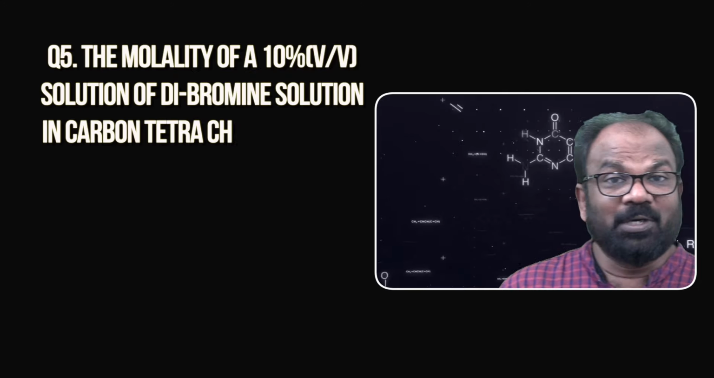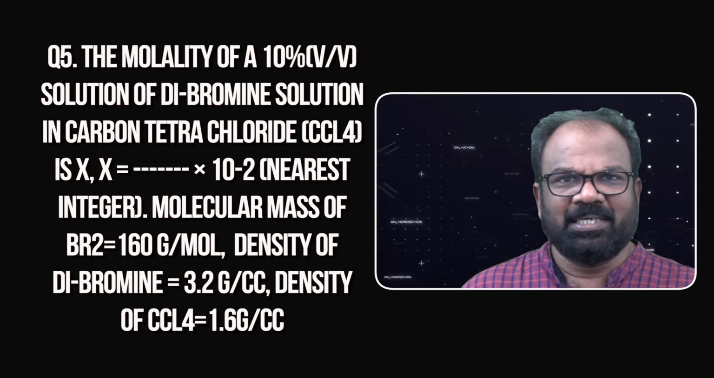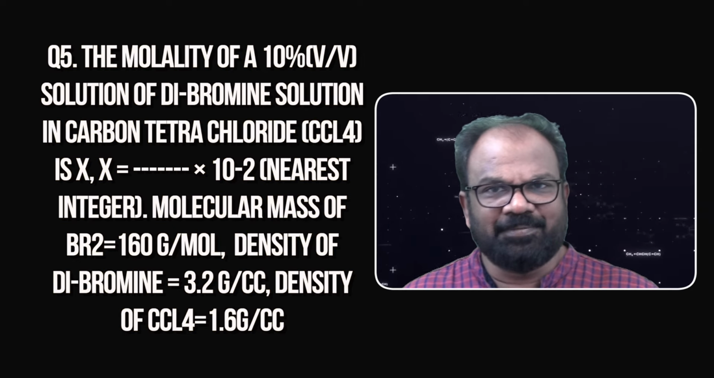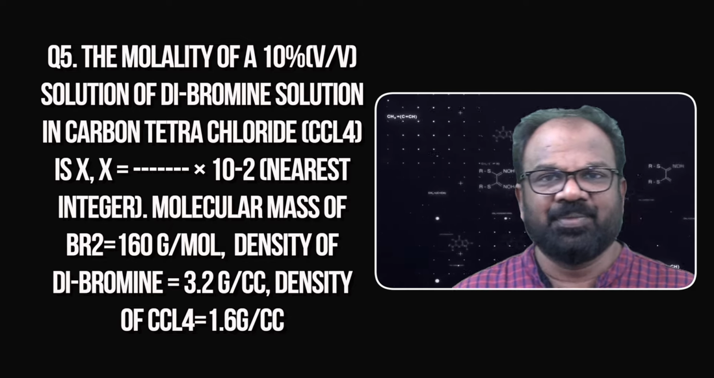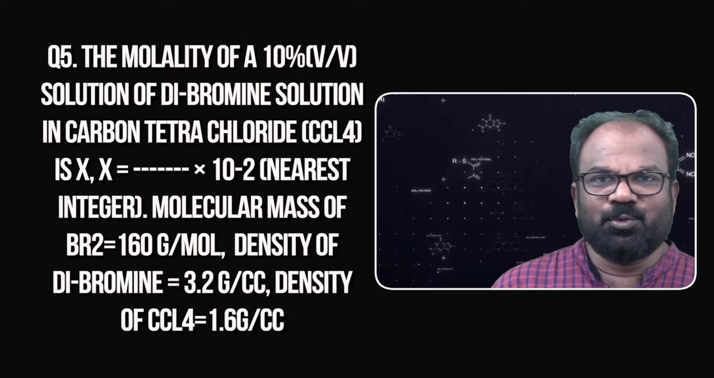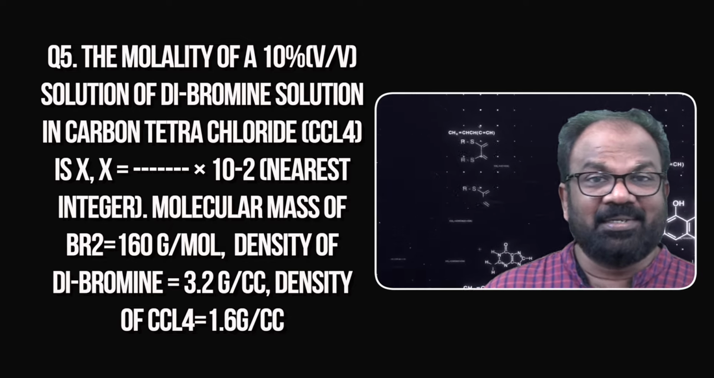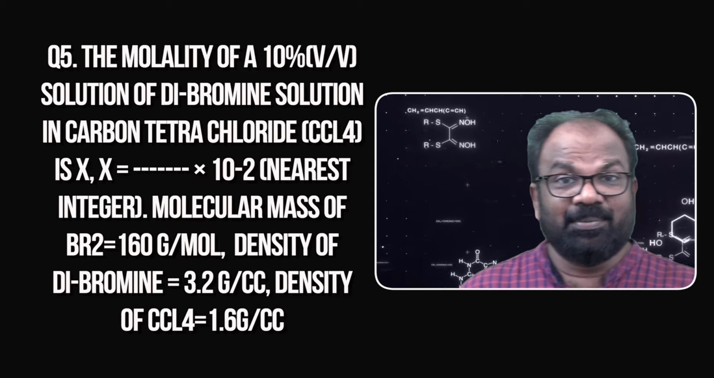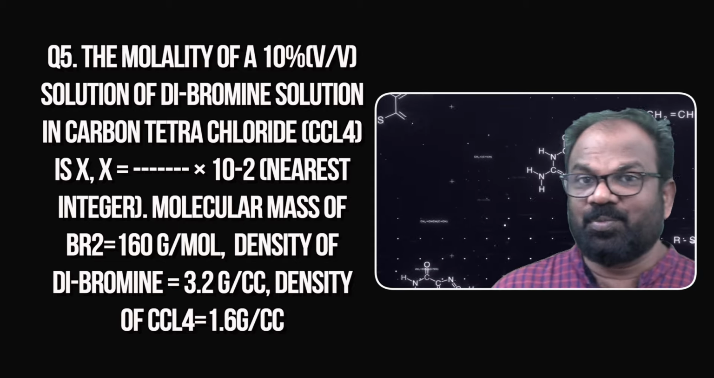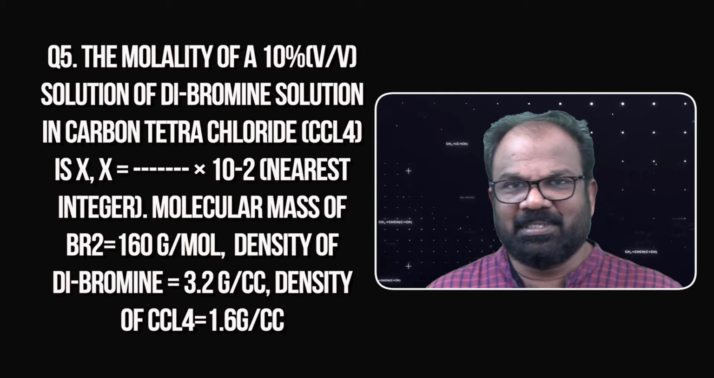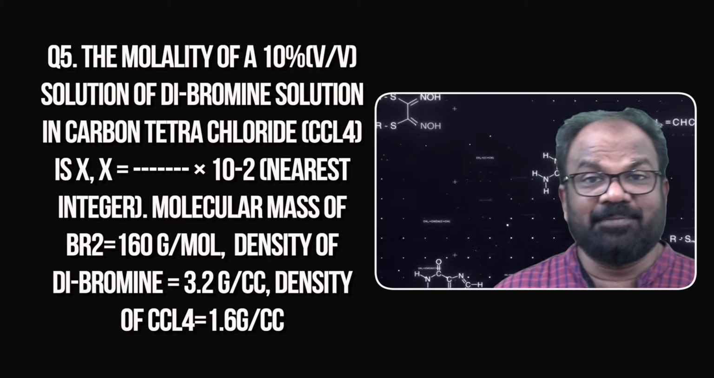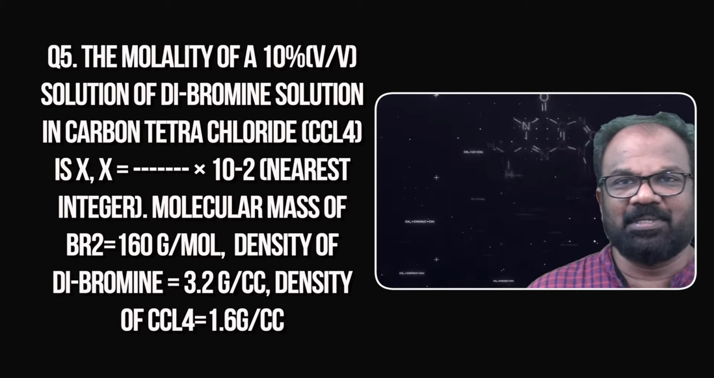The next question, number 5. The molality of a 10% (V/V) solution of dibromine in carbon tetrachloride is X. X is equal to dash into 10 raised to minus 2 (nearest integer). Given that molecular mass of bromine is equal to 160 gram per mole, density of bromine is equal to 3.2 gram per cc and density of CCl4 is equal to 1.6 gram per cc.